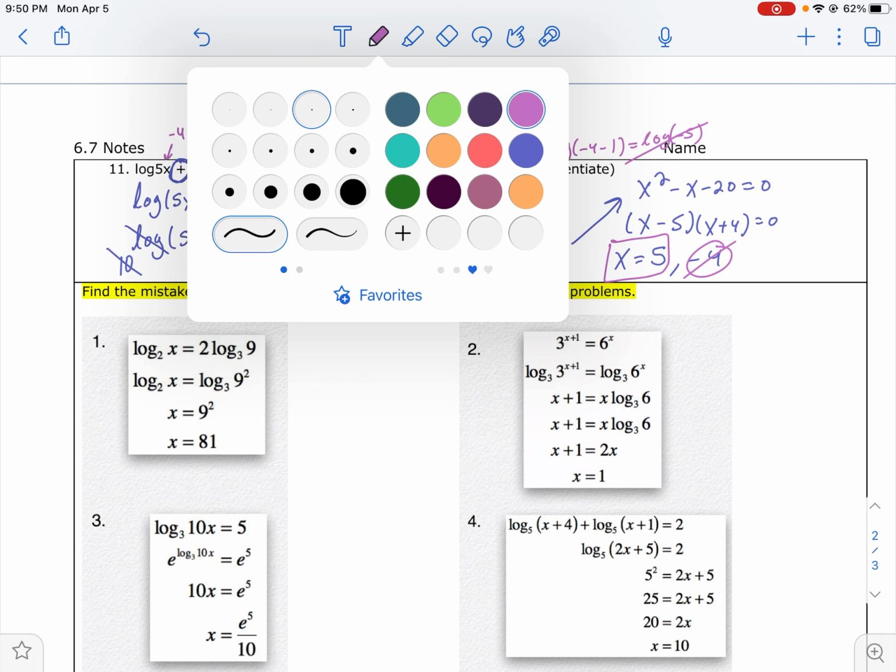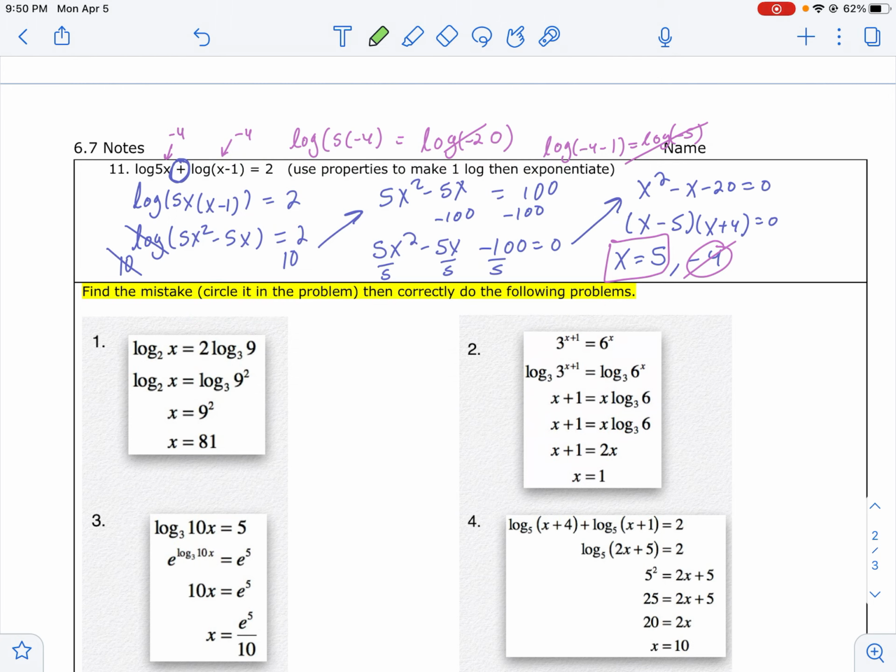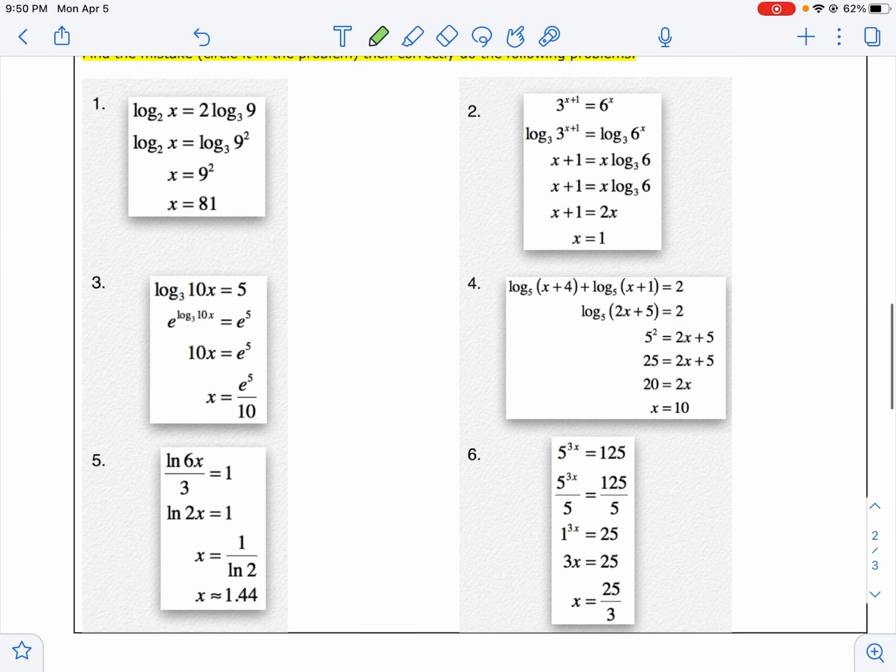So that is all of the different solving things that you can take a look at. This next part is all about finding the mistakes, circle it in the problem, and then it says correctly do the following problems. Let's see, there's 6 of them here. I'm going to just have you guys try these ones on your own. The answer key is on Canvas. These are awesome questions to check your understanding for how to do these types of questions.